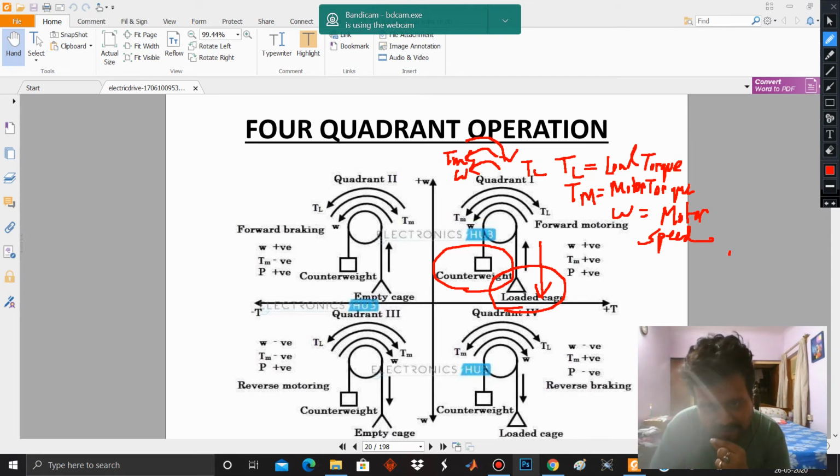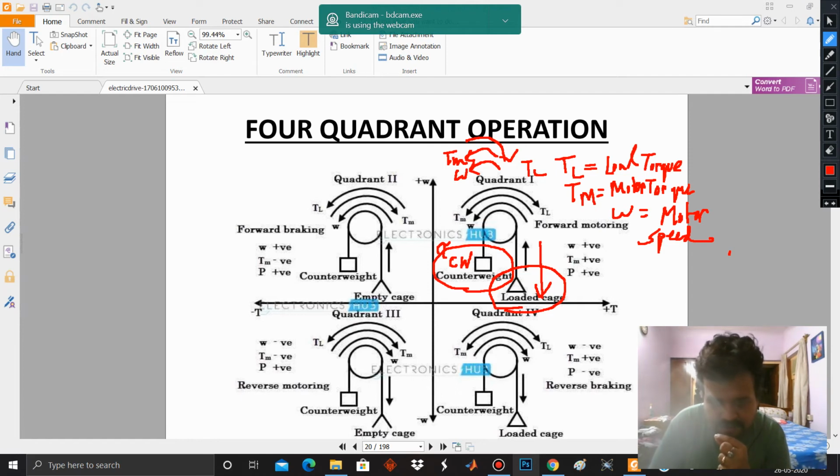So this is the dynamics of the system. The motor will try to move the load upwards and the load is trying to go downwards. And obviously there is a counterweight, given by Cw. So the counterweight has to be there.